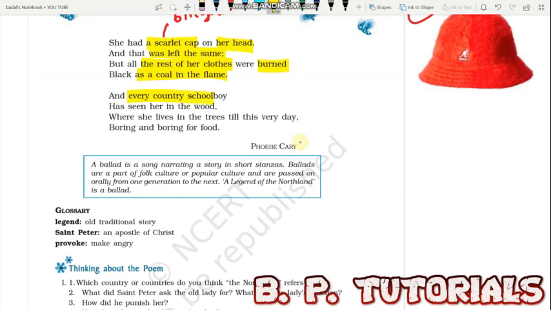And every country schoolboy, here country means village, every village schoolboy has seen her in the wood. Every village schoolboy has seen her in the wood, where she lives in the trees till this very day, according to this particular ballad. The woman who was cursed still dwells in the forest as a woodpecker bird, and every schoolboy has seen her in the wood where she lives in the trees till this very day. She lives over there, boring and boring for food, and she does the work of searching for food in a boring manner.